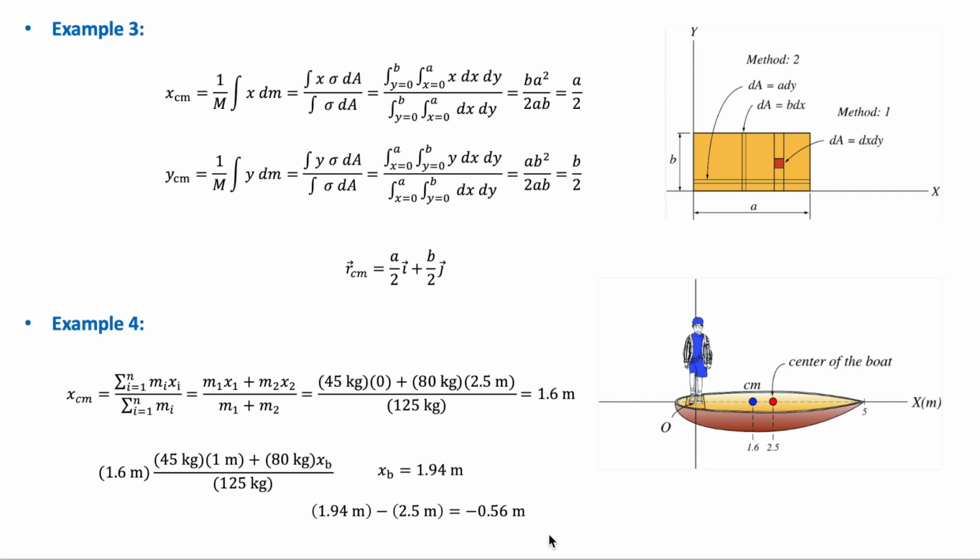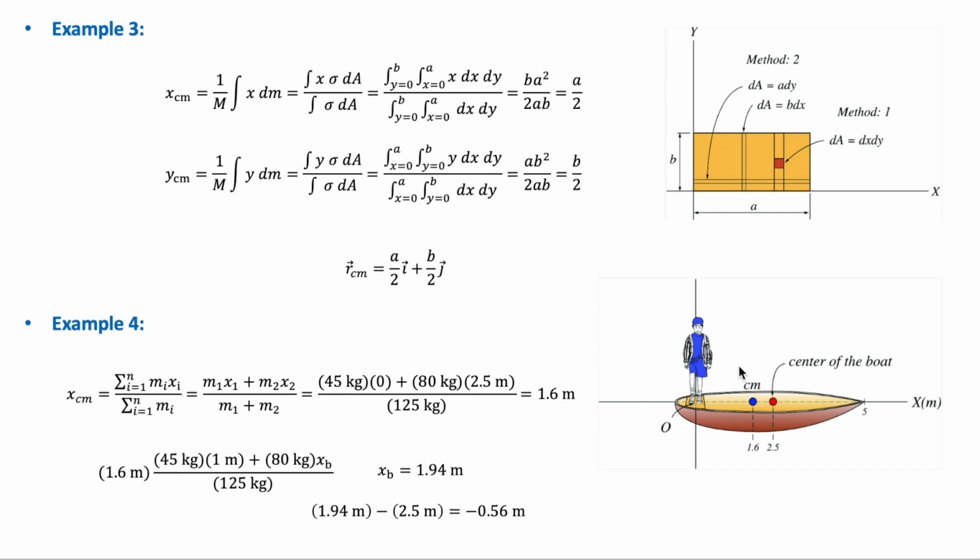So for the last example, consider a boy standing on a boat. The mass of the boy is 45 kilograms and the boat is 80 kilograms. And we want to find the distance that the boat would move relative to the origin if the boy moves a distance of 1 meter in this direction. So the length of the boat is 5 meters. So by neglecting air and water resistance, the net external force on the boy plus the boat is 0, right? And so the center of mass of the system must remain at rest, so it must remain at the same position even after the boy moves.